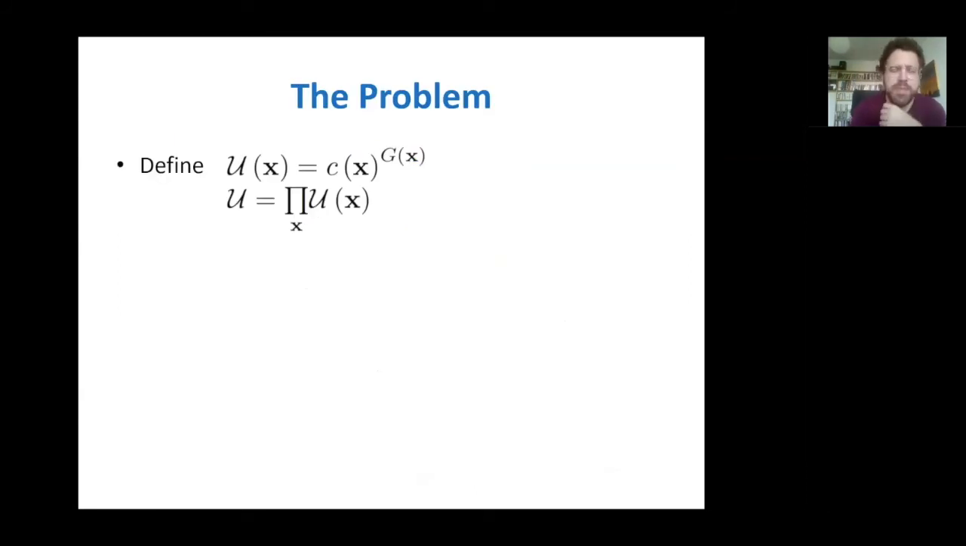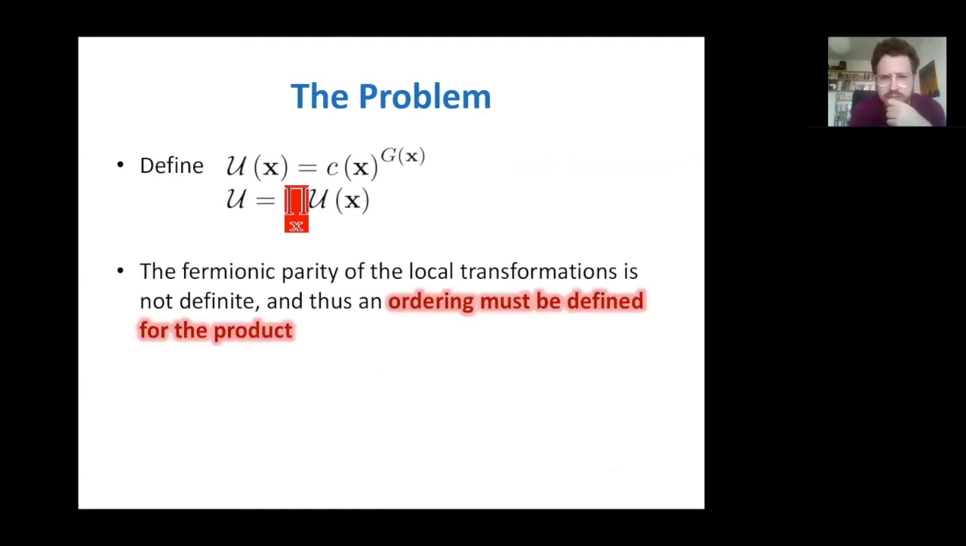The problem is like that. I define the local transformation to be C to the power of G. And then I say that the transformation that acts on the whole thing is the product of these local transformations. And here comes the problem, this product. These local transformations C to the power of G don't have a well-defined fermionic parity. C is an operator which has odd parity. And if G is 0, U is the identity and the parity is even. If G is 1, U equals C and the parity is odd. Therefore, U of X doesn't have a well-defined parity.